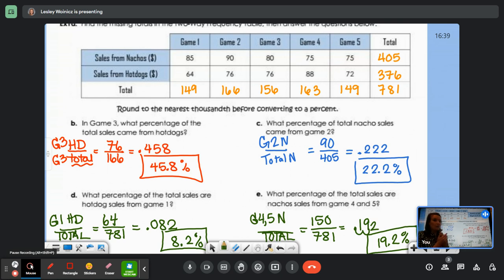So the takeaway is, when you're reading these problems, you have to be very, very careful that you get the right total, because it could be the total for a column, or it could be the total for a row, or it could be the whole shebang total. That's the only thing that's tricky.